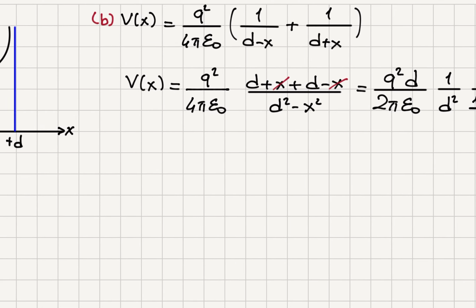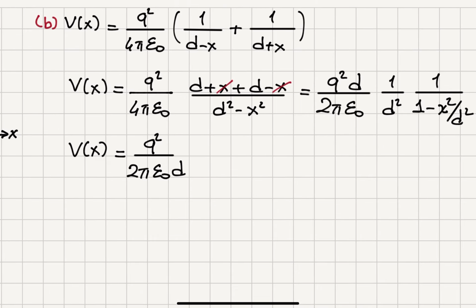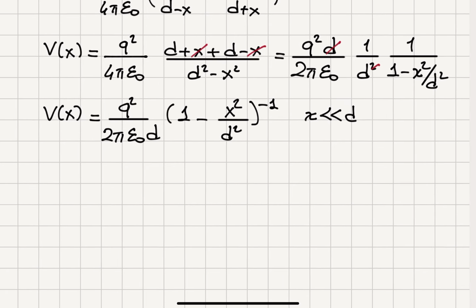All right. Now the potential as a function of x is then q squared over 2 pi epsilon 0 d, because I have this d making the bottom one d squared d. Then I have 1 minus x squared over d squared to the power minus 1, where x is much less than d. We're staying very close to the equilibrium position.